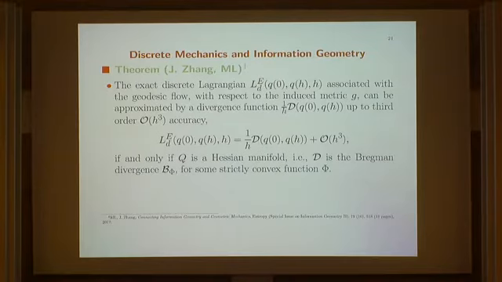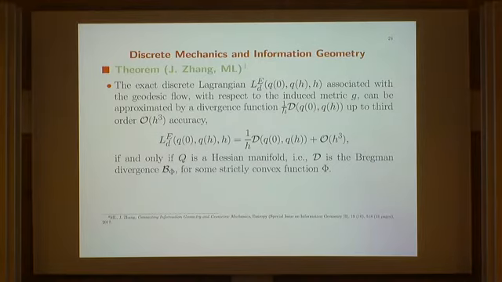You can just go ahead and try and see what happens. It turns out that it's a reasonable approximation. So it's always consistent. What that means is that if you take this divergence function and think of this as a generator of a symplectic map, it's always a consistent discretization of the geodesic flow associated with this induced metric coming from the divergence.